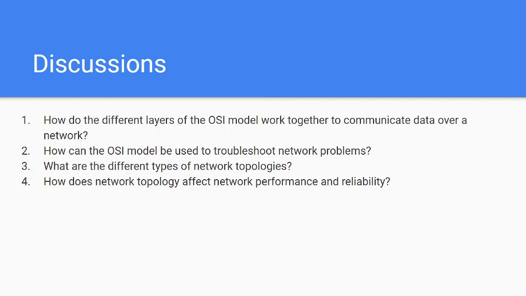And then, how can the OSI model be used to troubleshoot network problems? We talked about how learning the OSI model is very important because it can help you troubleshoot issues going on with the network. So how do you think the OSI model can do that? Then, what are the types of network topology? What are the types of network topologies that we have, and how does network topology affect network performance and reliability?